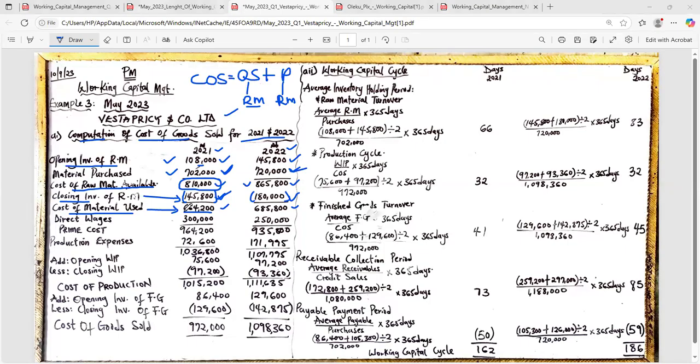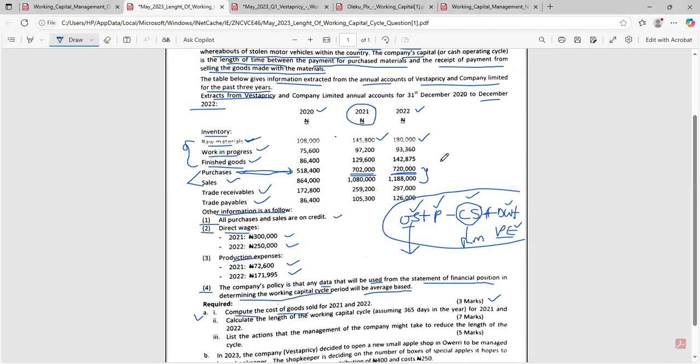So now that I've gotten my cost of raw material used, should I jump to my work in progress or should I jump to finished goods? That is the next question. I told you that when you're calculating your cost of goods sold, the formula is opening stock plus purchases minus closing stock. Then if you have direct wages, add it. If you have production expenses, add it.